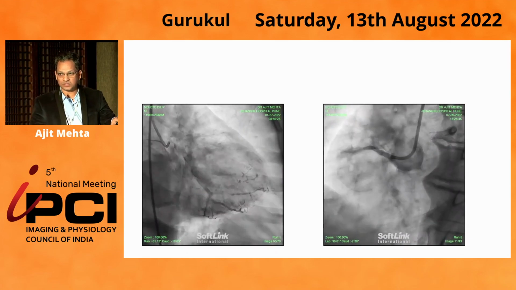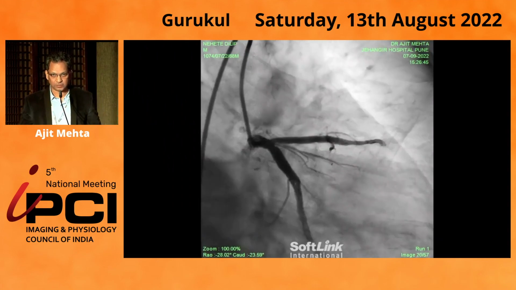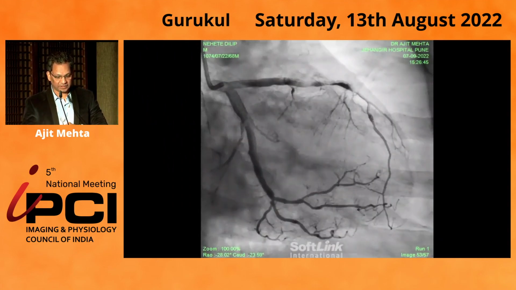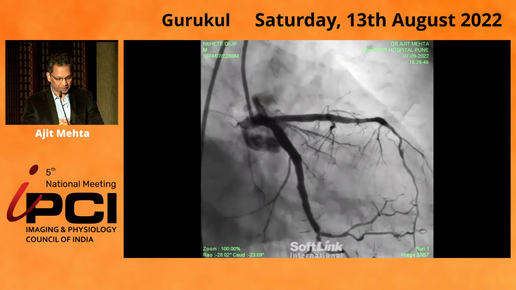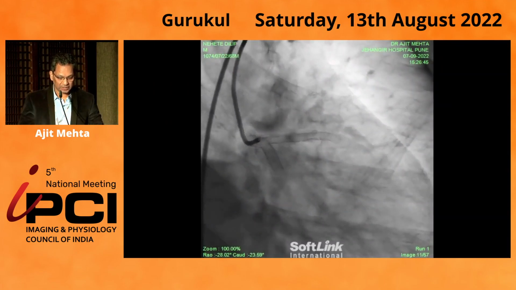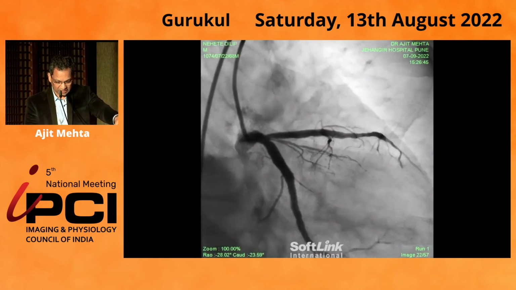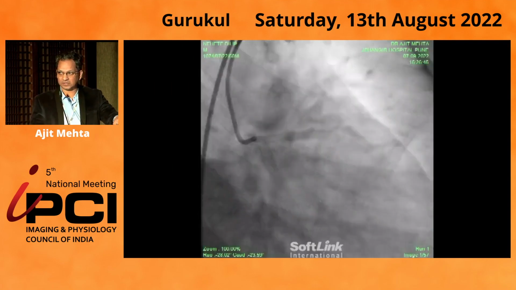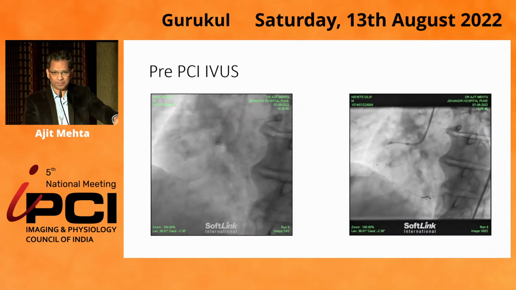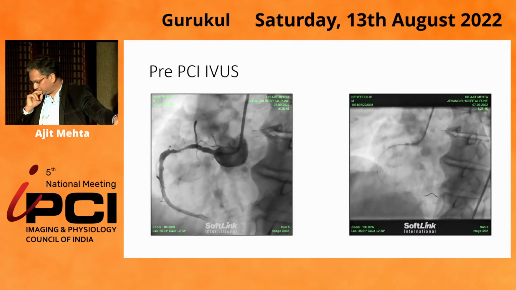So during the index procedure, as the disease was extending into the left main, we did mini crush angioplasty, left main to circ, left main to LAD under IVUS guidance. The procedure went off well. The patient was discharged and came back after 6 months for a planned procedure for the right coronary artery.